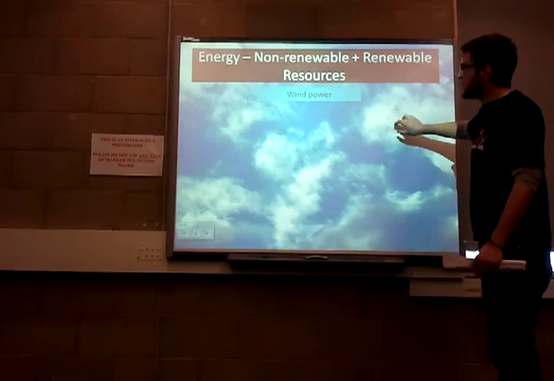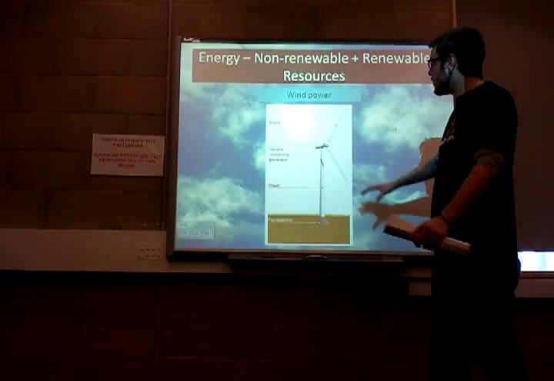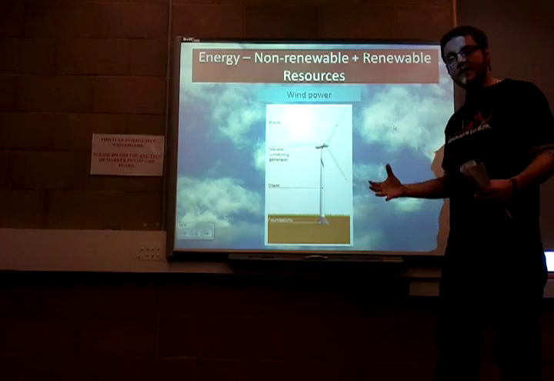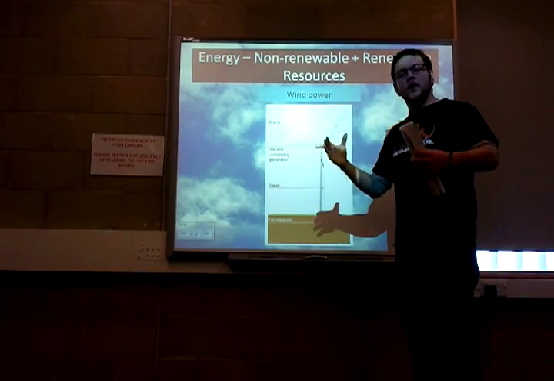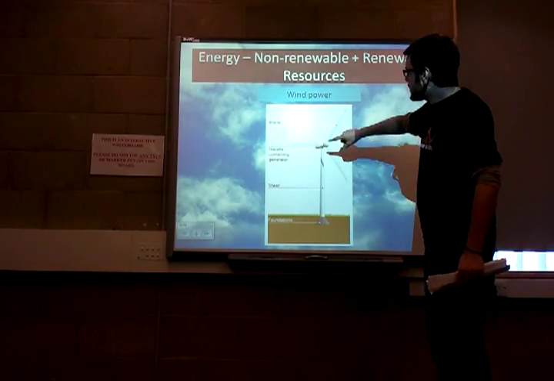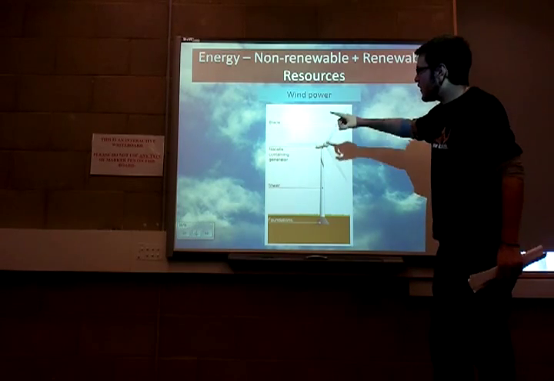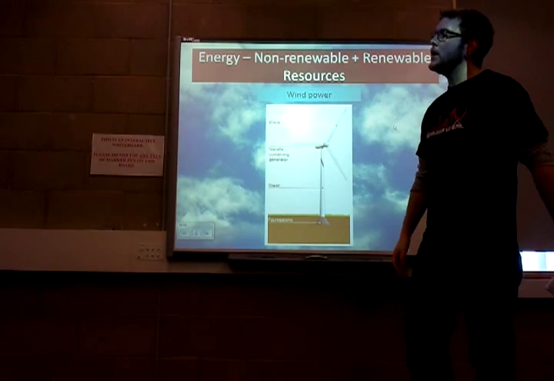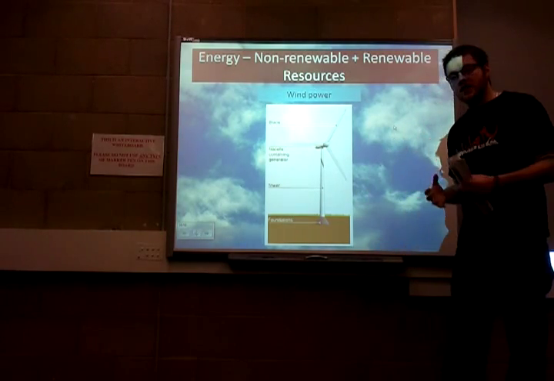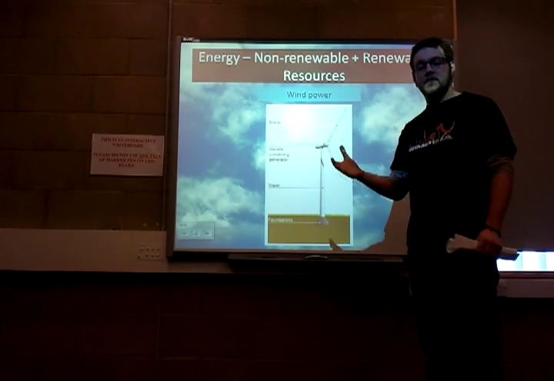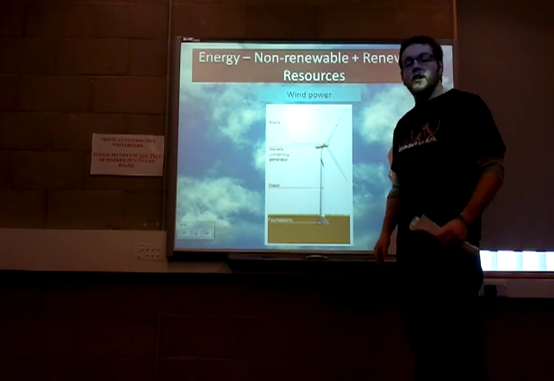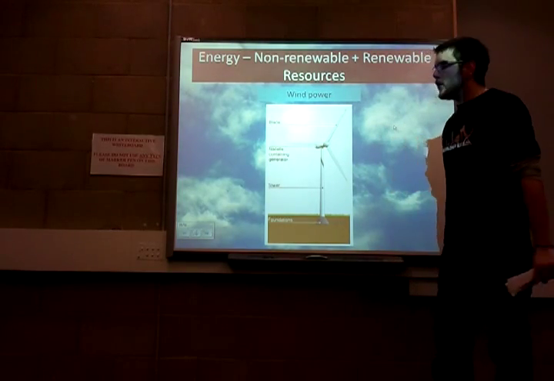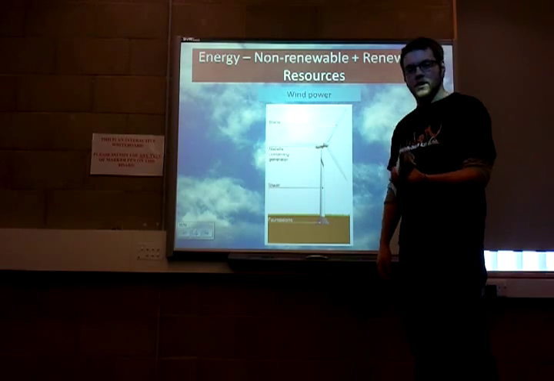So first of all, wind power. How does wind power work? We have what is called a wind turbine. Basically a windmill, a modern day windmill. The blades on the turbine turn due to the wind. Now, wind is caused by convection currents, as we were talking about in our previous lesson on the transfer of thermal energy.